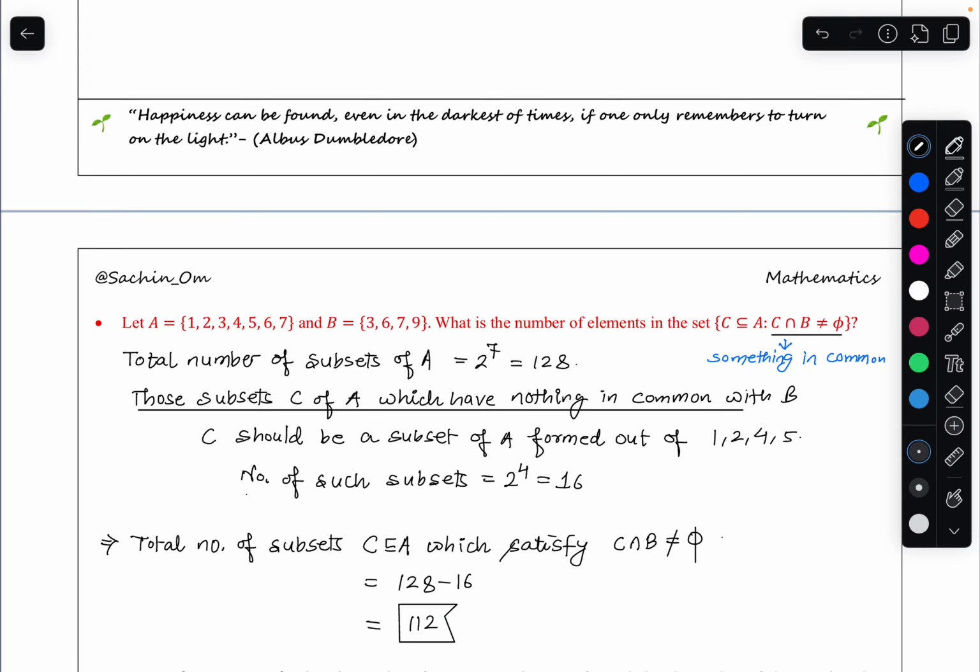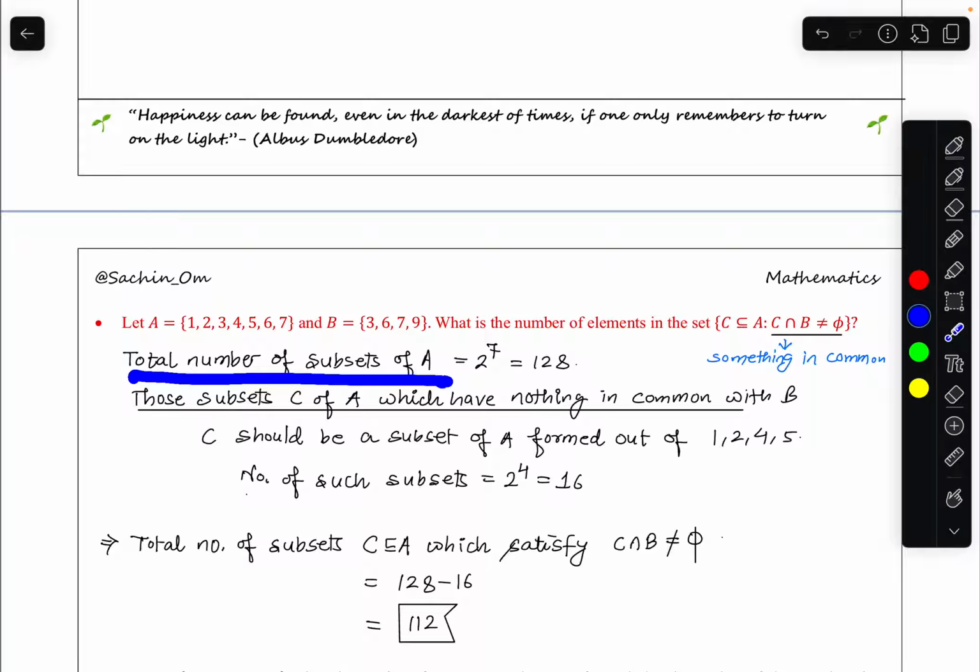Question was, what is the number of elements in the set? I observe there are 112 elements in this set. So to summarize again, I have been given two sets A and B. Question is asking me what is the number of elements in the set. The set is the collection of all those subsets of A which have something in common with B. C intersection B is not equal to the empty set means something is common with B. So that's what I did.